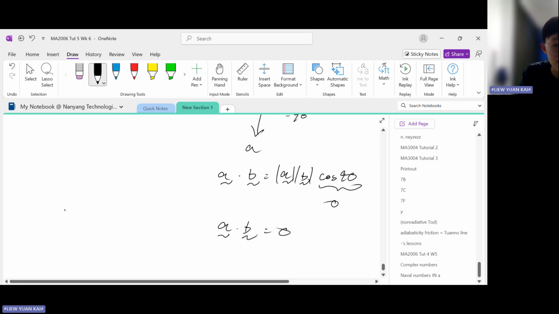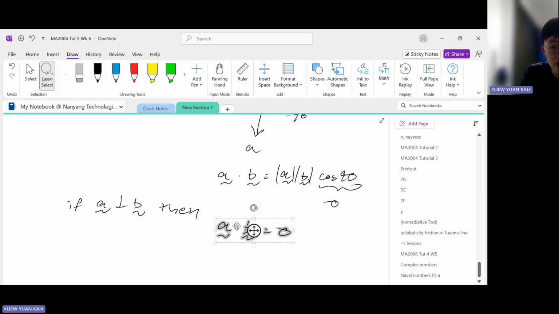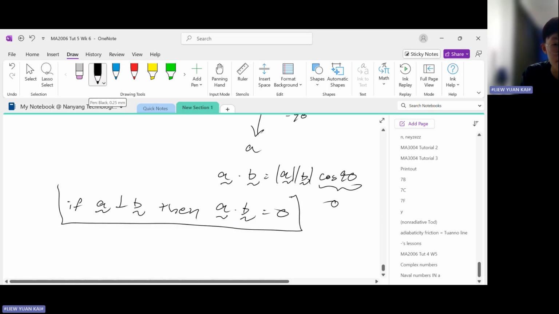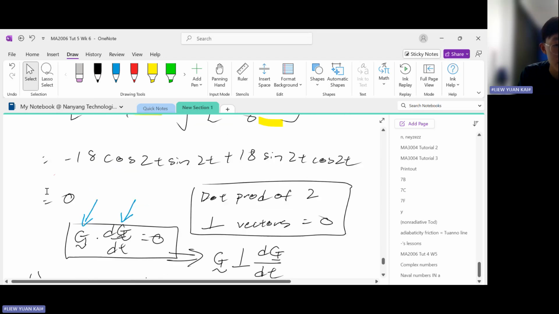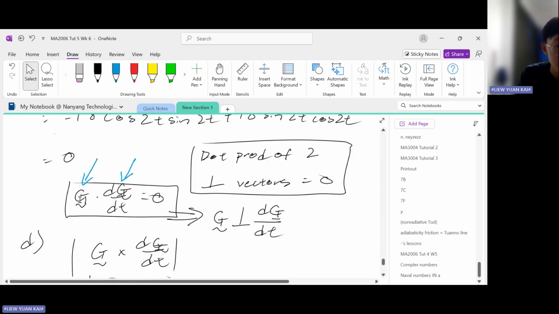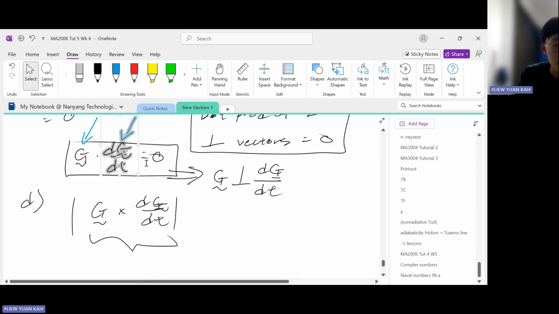Okay? So here's the conclusion. If A is perpendicular to B, then A dot B is equal to 0. You must remember this. For two perpendicular vectors, the dot product is 0. And then from question C, we found that the vector G and the vector dg dt, the dot product is 0. So this is implying to us that G is perpendicular to dg dt.